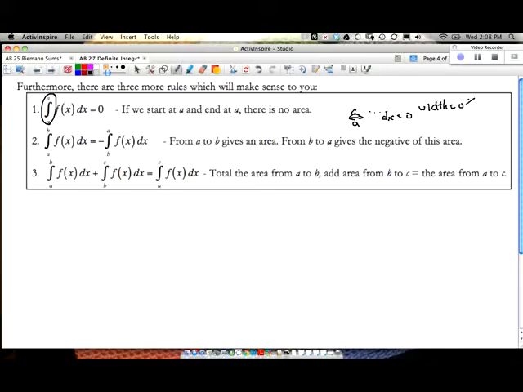And when you multiply an area with one of the dimensions 0, you're going to get 0. So if these two numbers are the same, top and bottom, that's going to be 0 for the area.